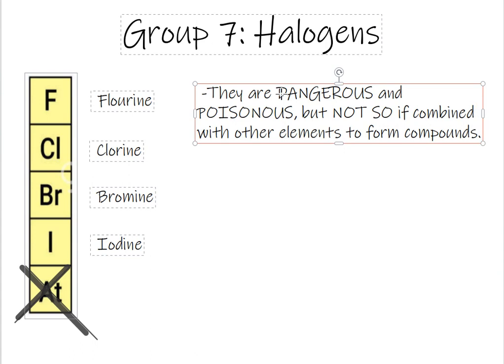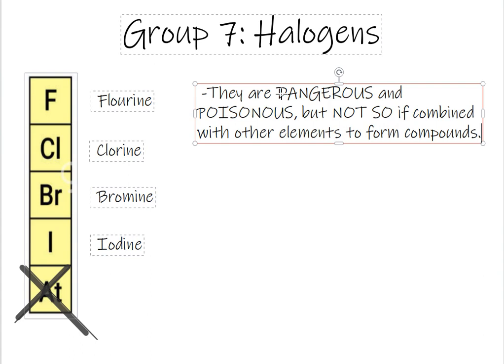Fluorine is a yellow gas, poisonous. Chlorine is a green gas, poisonous. Bromine is a brown liquid, poisonous. Iodine is a gray solid, also poisonous. Although iodine can be used as an antiseptic and saves millions of lives, it's still mostly poisonous. But as we talked about in the last video, sodium chloride, NaCl, forms table salt, which is edible.